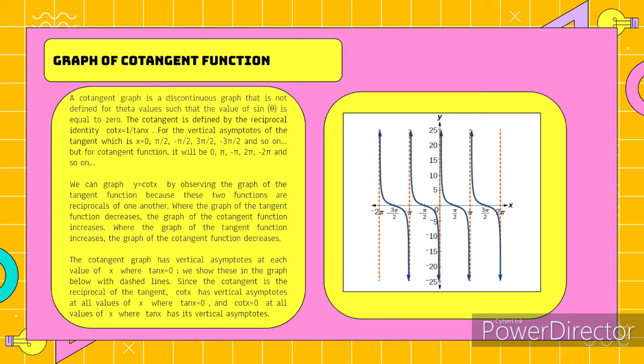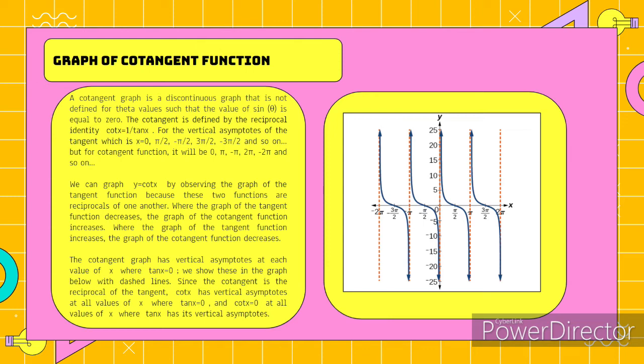We can graph y = cot x by observing the graph of the tangent function, because these two functions are reciprocals of one another. Where the graph of the tangent function decreases, the graph of the cotangent function increases. Where the graph of the tangent function increases, the graph of the cotangent function decreases. The cotangent graph has vertical asymptotes at each value of x where tan x = 0. We show this in the graph below with dashed lines.